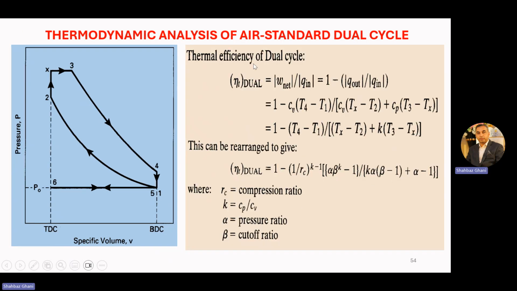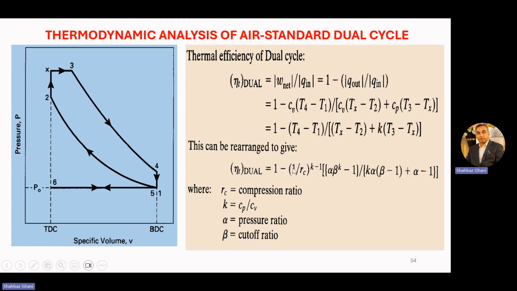Now the thermal efficiency of a dual cycle. Thermal efficiency is specific net work divided by Q in, which is 1 minus Q out over Q in. That is 1 minus Cv (T4 minus T1) divided by Cv (Tx minus T2) plus Cp (T3 minus Tx). So we get the equation after simplification: 1 minus (T4 minus T1) divided by (Tx minus T2) plus k (T3 minus Tx). This can be rearranged to give the thermal efficiency of a dual cycle.